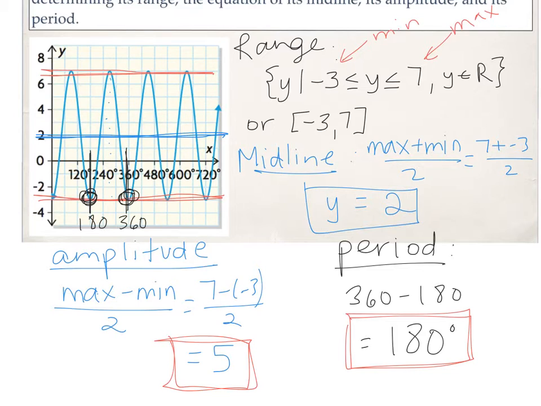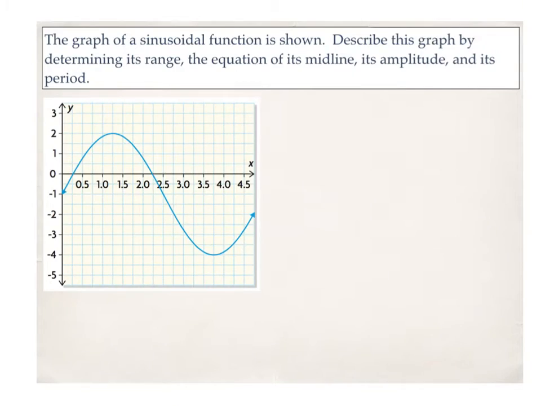Okay, so that's why it's important. Okay, so we've got all this information here. Let's look at just a different graph here. And it's in radians, so it's a little bit different. Okay, so it wants the exact same stuff. It wants the range, the equation of midline, amplitude, all that.